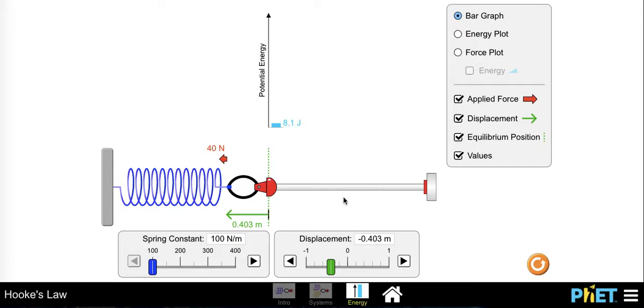So for an object to exhibit simple harmonic motion, it must obey Hooke's law, and pretty much all solids will obey Hooke's law, as will other states of matter. Air, I mentioned air.